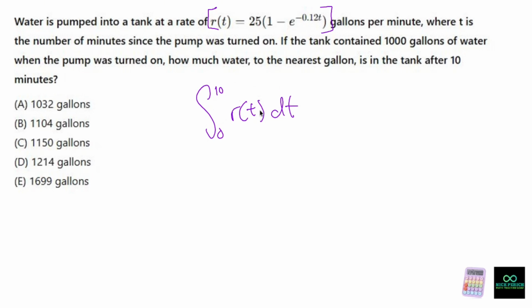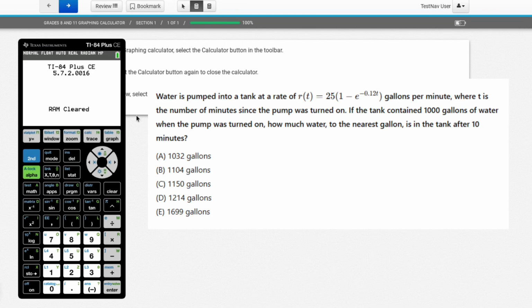Once we find out that number, we add to it the 1,000 gallons that are already in the tank waiting for us. Add those numbers up, see what happens. So let's run to our calculator, let our calculator do all the work and take it from there.